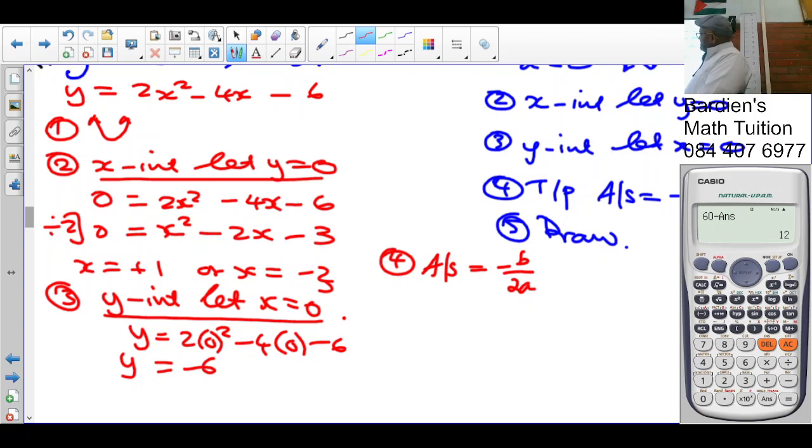Negative 1 and 3. That is actually correct. Now who gave me this wrong answer?